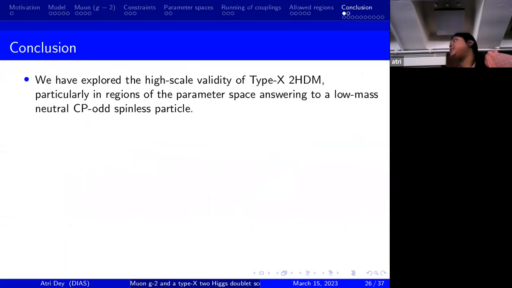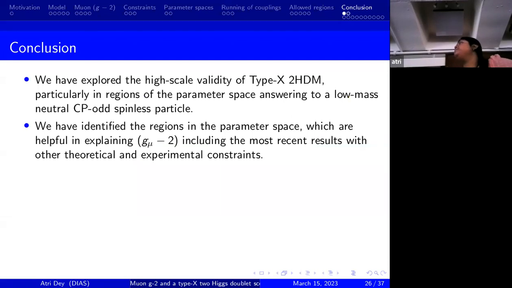So then the conclusion. In this work, we have explored the high scale validity of the type X two-Higgs-doublet scenario, particularly in the region of parameter space which can have a low mass pseudoscalar particle and which can also explain our muon anomalous magnetic moment, and which perfectly agrees with our experimental data.